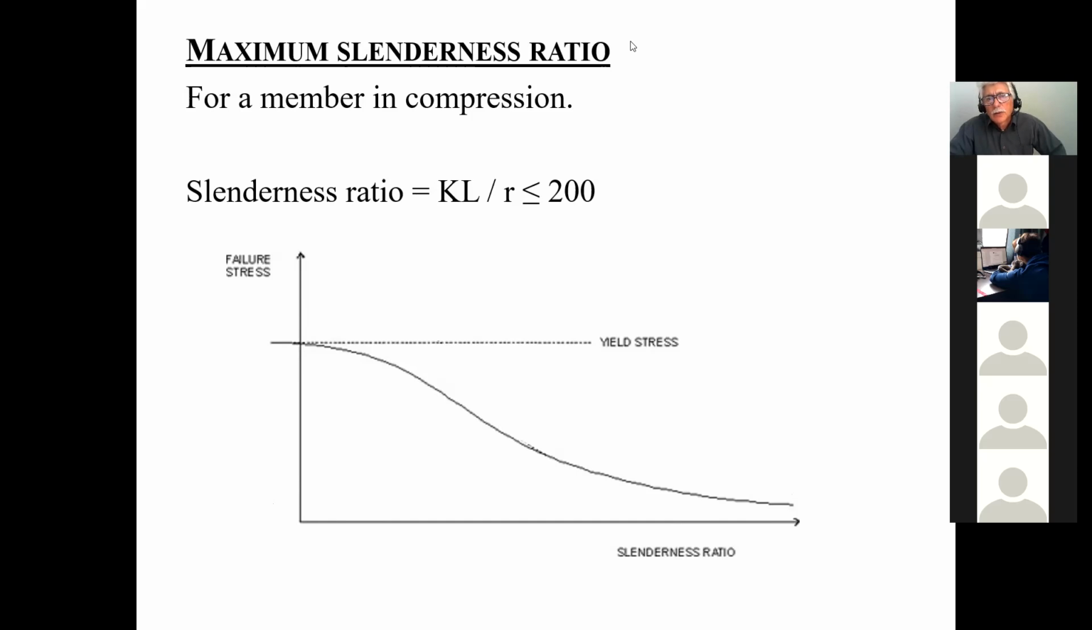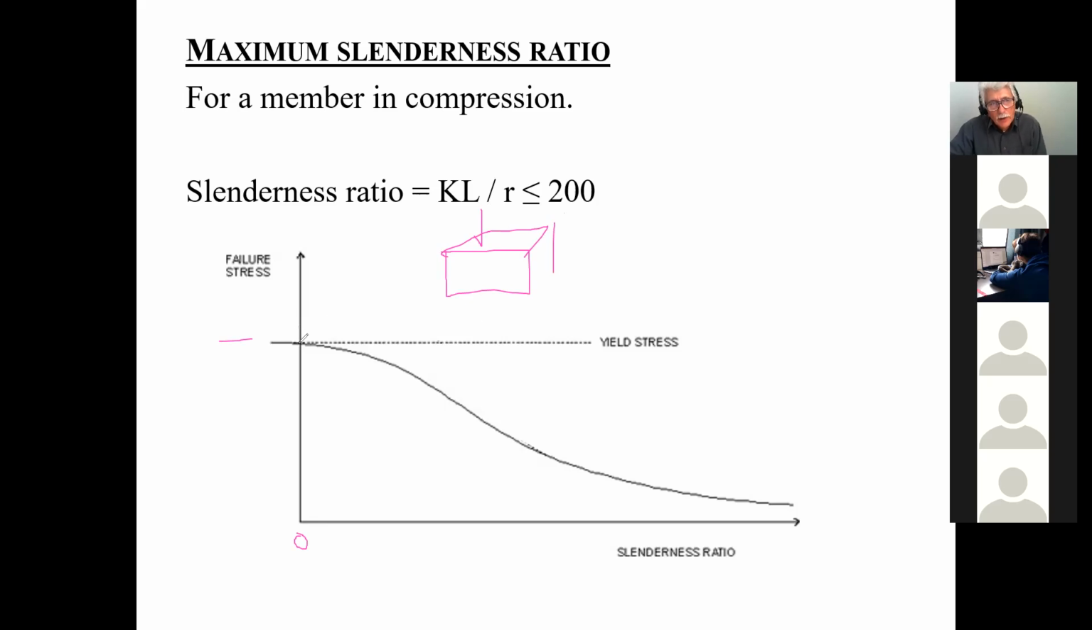I'm just going to try to put it in approximately. In other words, this is where KL over r is 0, and that's where you can get the maximum. If I have a very stubby piece of steel here, it's just going to yield. It's not going to buckle. A very stubby piece of steel being loaded over a very short length will yield on me. It won't buckle before it yields.